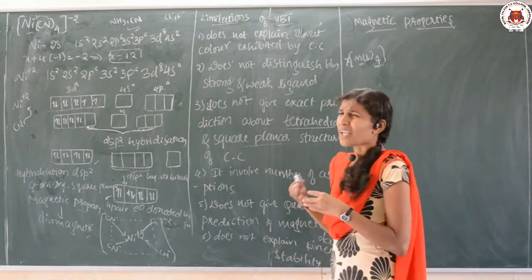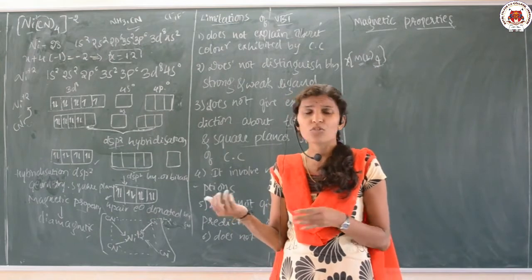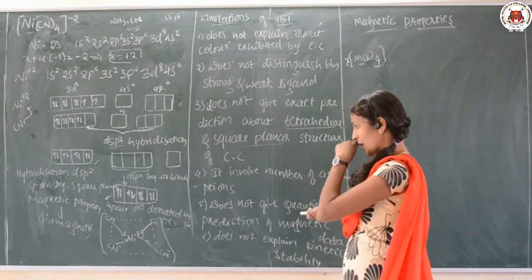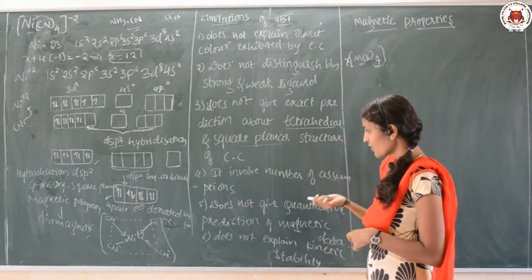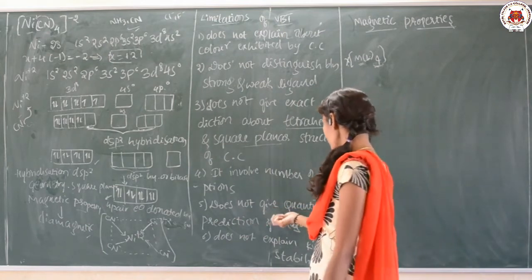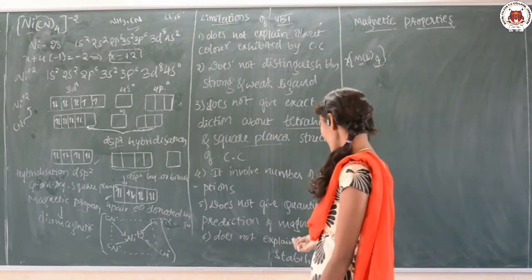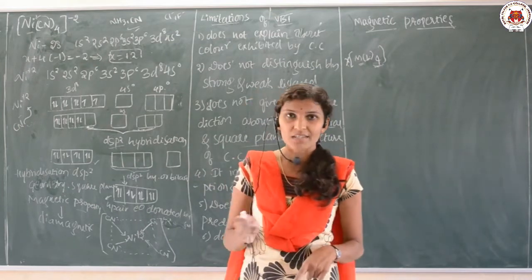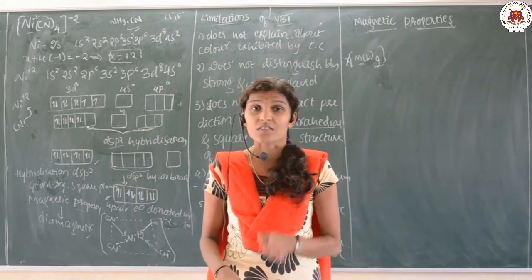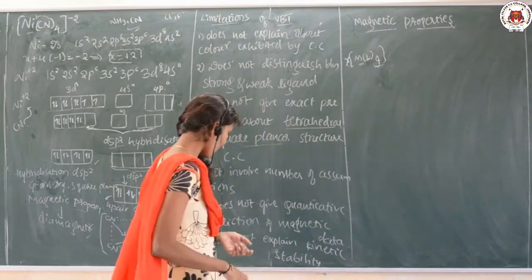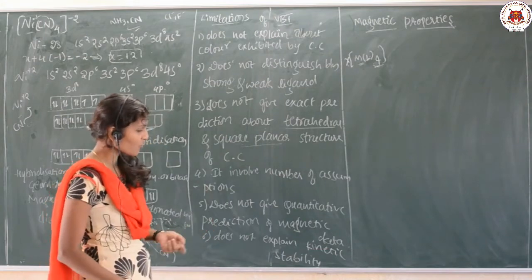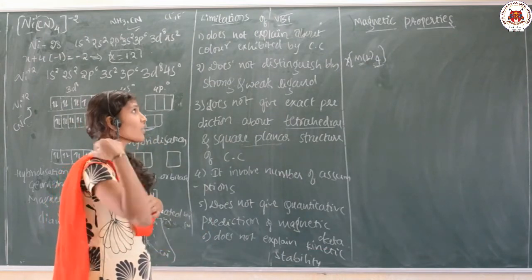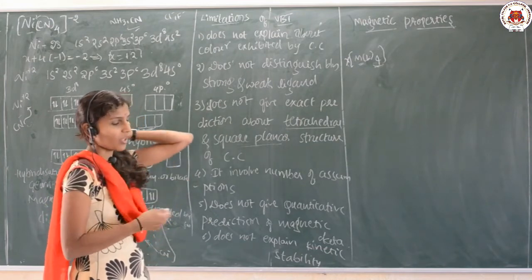It means many ideas they have given, that is also not a merit, it is a demerit of VBT. It involves a number of assumptions, and does not give the quantitative prediction of magnetic data. It clearly does not explain the magnetic data of the complexes. That is also a drawback of VBT. And the last point, it does not explain the kinetic stability of the coordination compounds. So all these are the limitations of the VBT.